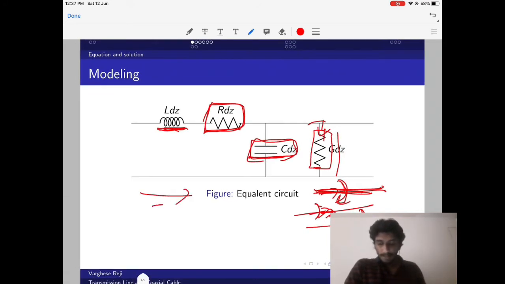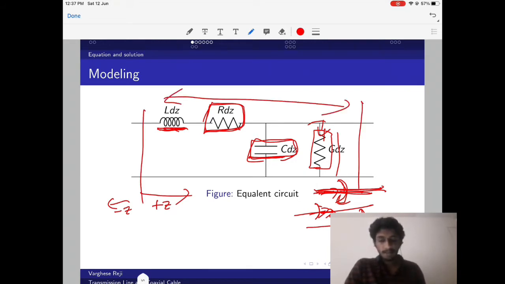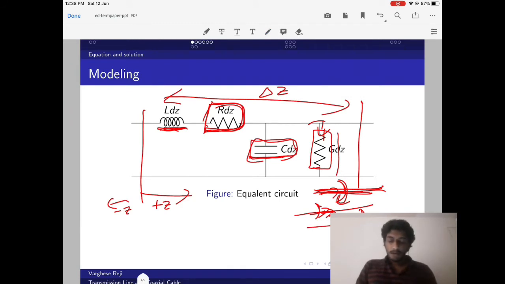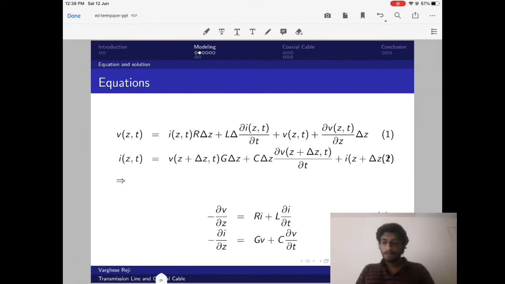The right side is the plus Z direction, the left side is the minus Z direction, and this length is taken as delta Z, and this resistance is the resistance effect of these things. Actually it is a small portion of our transmission line, but to model it I take it like this. Now from this equivalent circuit, by using KVL and KCL, we write these equations.